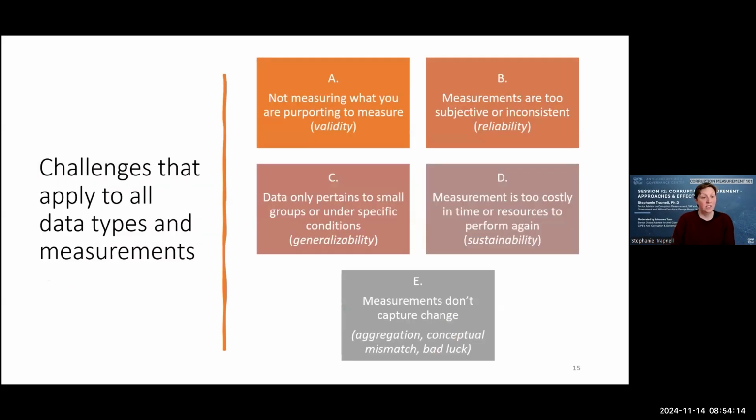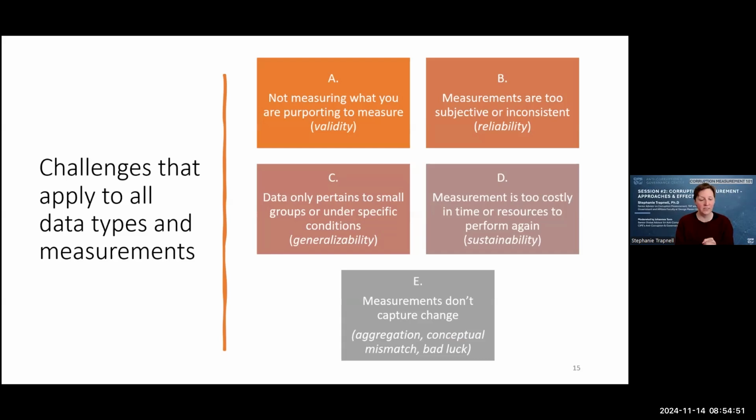And then we can move on to challenges that apply to all the data types in all measurements. So the five big boxes. This is not the universe of challenges, but these are the big ones. So A, not measuring what you are purporting to measure. This is something called validity. You don't have to remember the words, but they're helpful for capturing the concepts. So this doesn't mean that people are lying about what they are measuring. It just means that they are not able to properly, clearly or accurately define what it is they're measuring, because it is a very messy area.